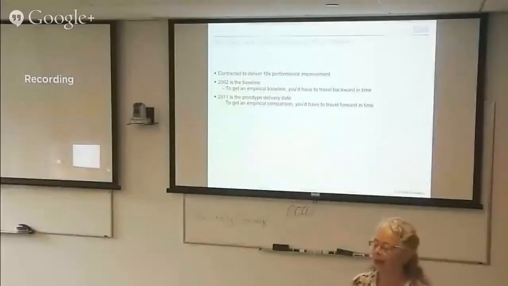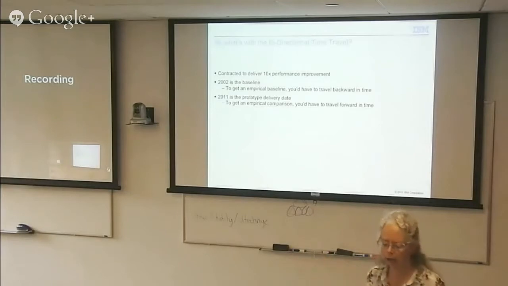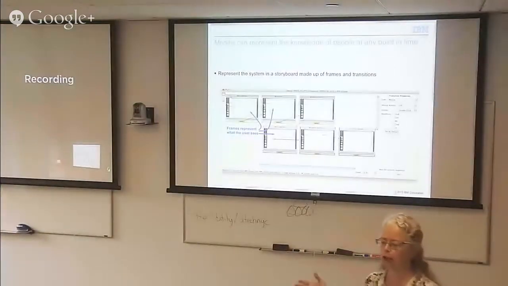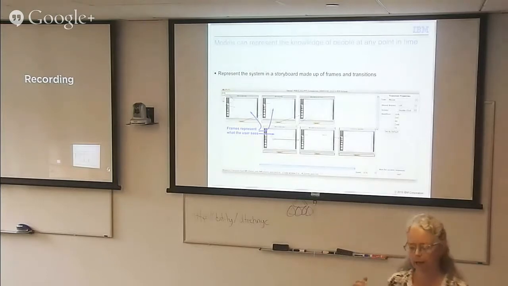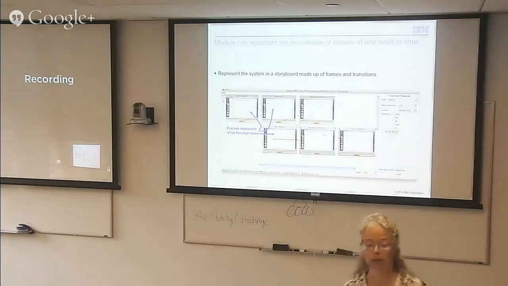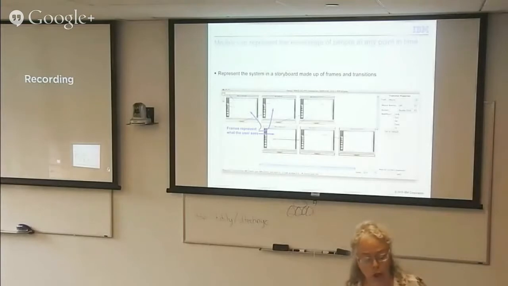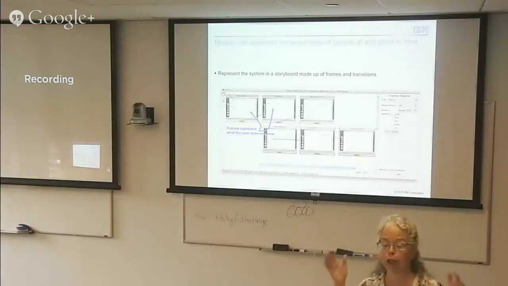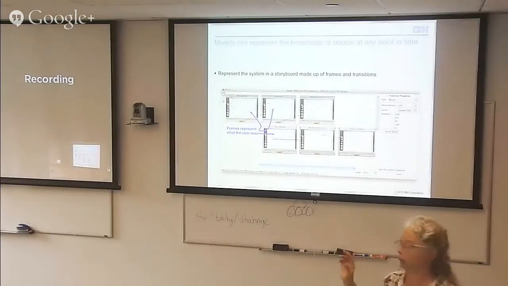Okay? So this was okay for me because I said to John, hey, models can do that. Models can represent knowledge of people at any point in time. I was still at CMU, and he asked me to come for a sabbatical for a year to help them with this problem, and teach them how to do the modeling and do these sorts of proofs. So we represented both the old system and the new system in storyboards. And so again, we have the frames that represent what the system would look like and the transitions between them of what the person would have to do.